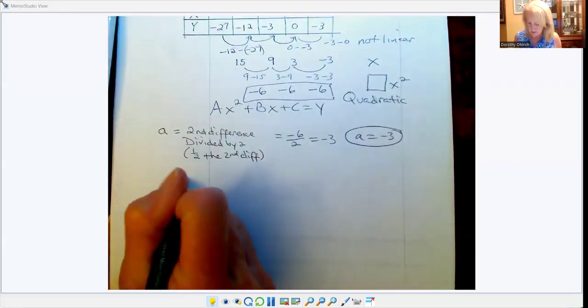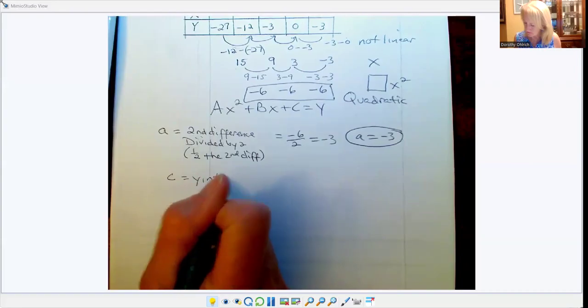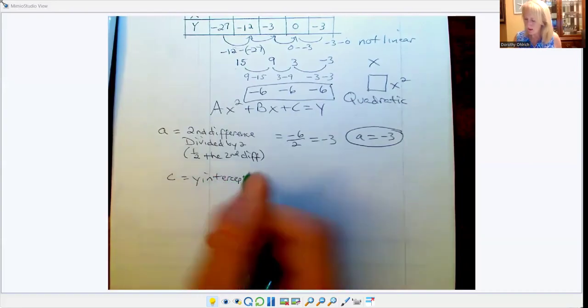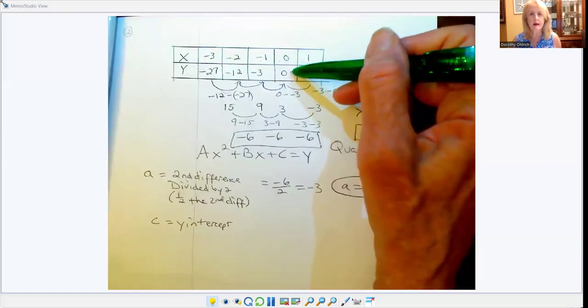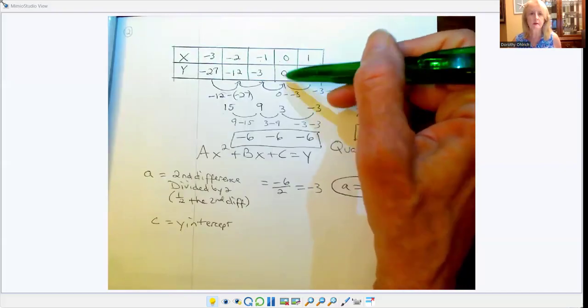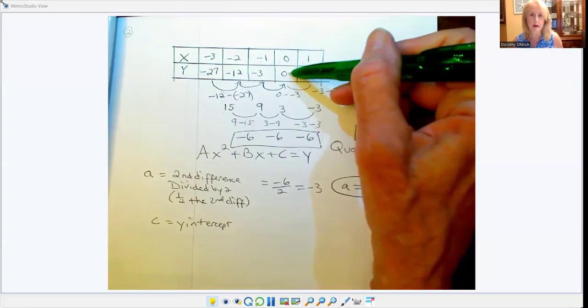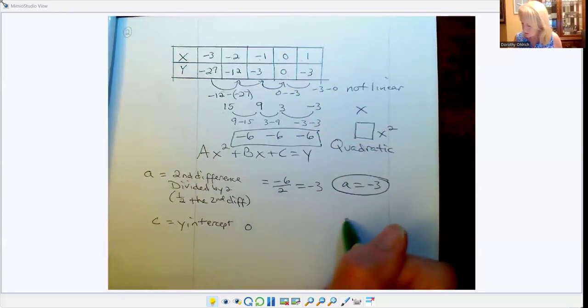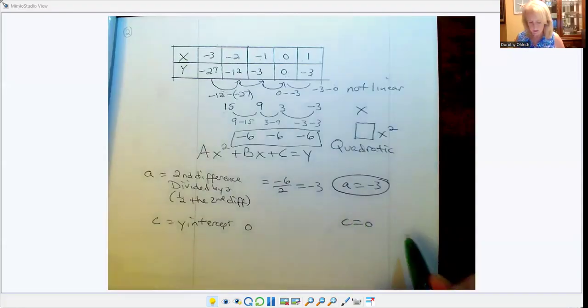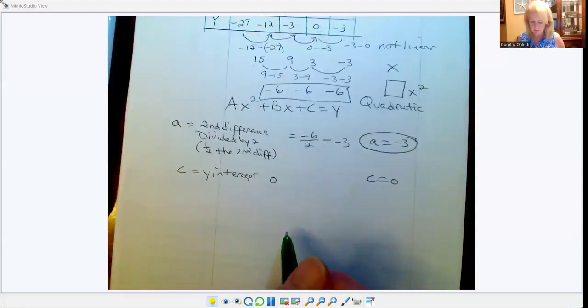C is the y-intercept. Because where x is 0 in our chart, the y-intercept is whatever the y value is there. Here, it's 0. So c is 0. So how are we going to solve for b? We can choose a point.